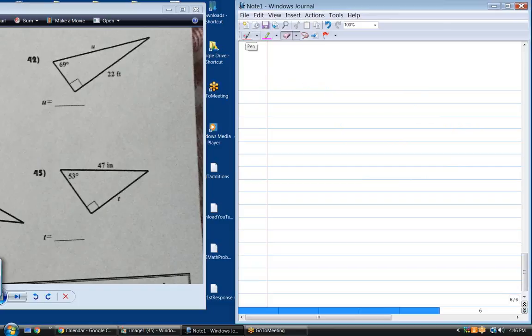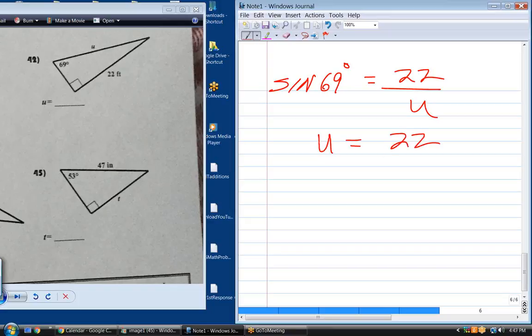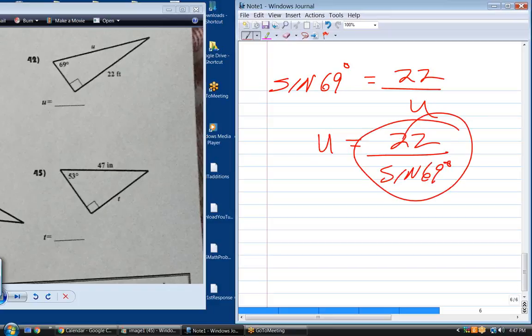Trig function here. That'll be sine of 69 equals 22 over u. Okay. Which means u is equal to 22 divided by the sine of 69. And that's another one you can put straight into your Inspire.